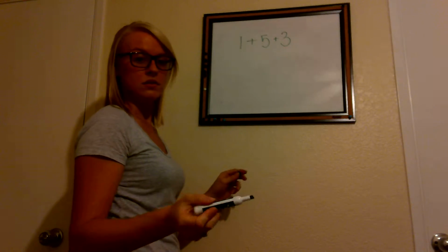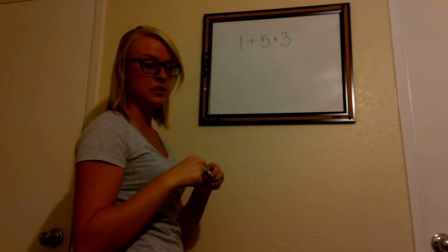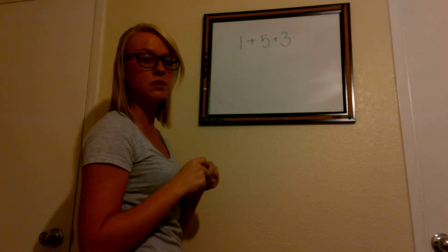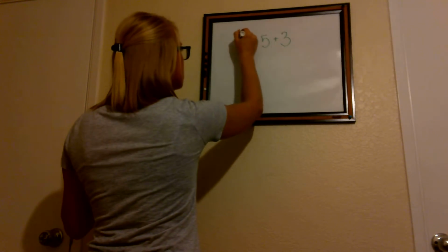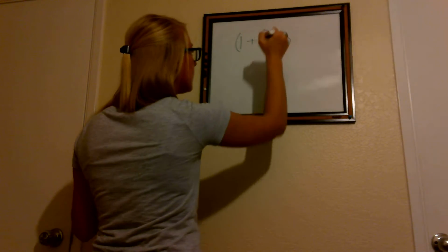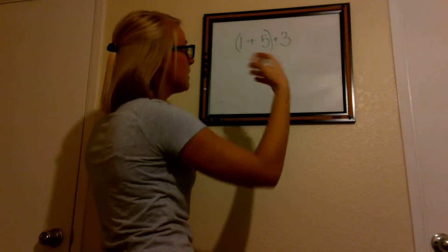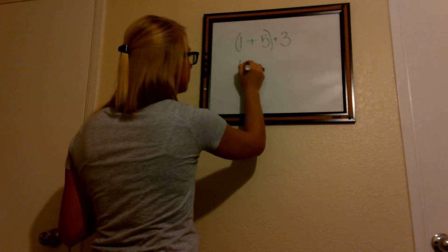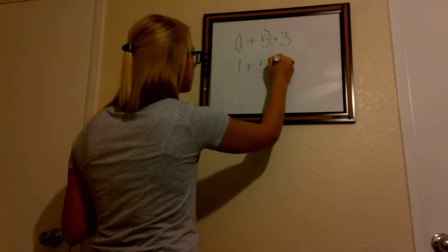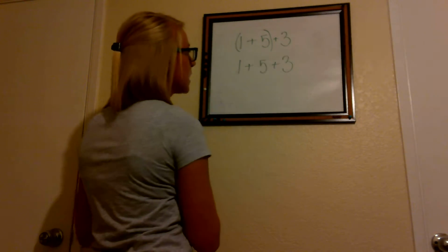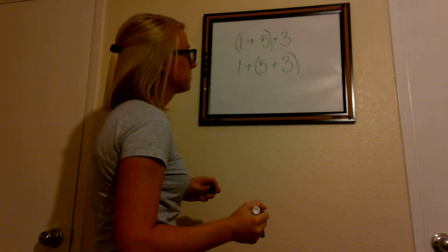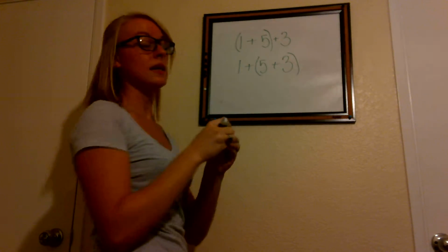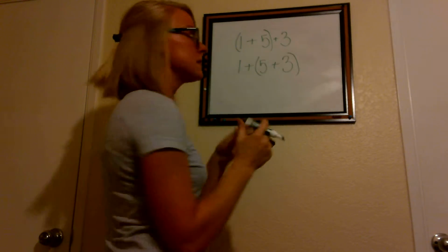And then you're going to write the equations using the associative property. So you're going to group different numbers. So I'm going to do 1 plus 5, and then you're going to write another equation. And then I'm going to group 5 and 3. And then, again, you're going to add them up to find the sum.